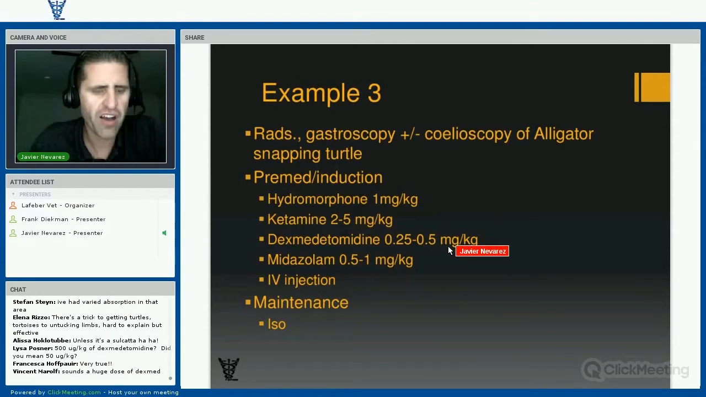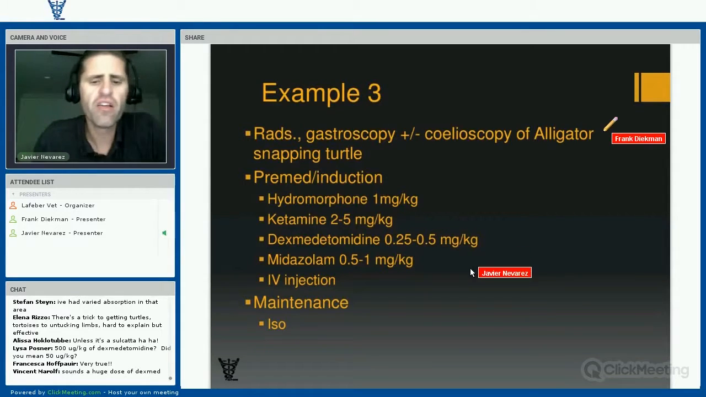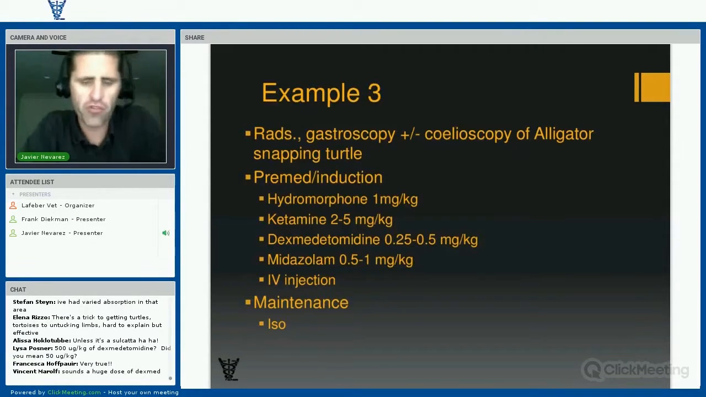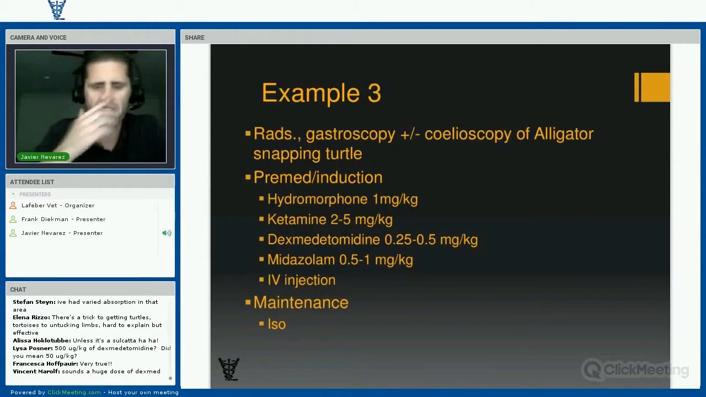Sorry, yeah, somebody asked about this. This is a typo here, that should be 0.05, so 50 micrograms, correct. So dexmedetomidine in reptiles is typically described at 50 to 100 micrograms per kilogram. So we typically start with about 50 micrograms and then go from there. And the 50 to 100 micrograms, not milligrams, but micrograms, actually is very effective in reptiles, very well described. So that's pretty standard in reptile medicine.